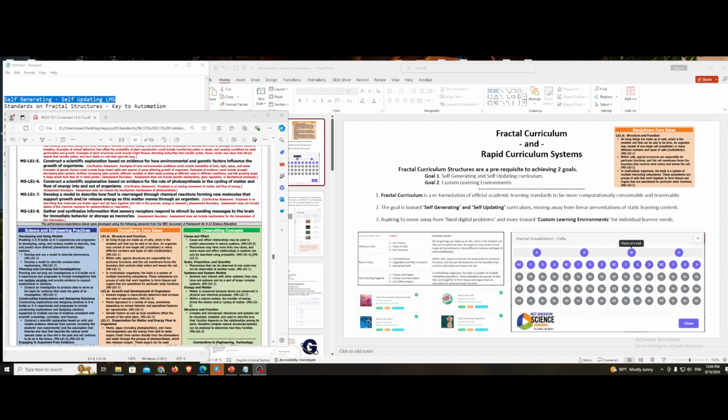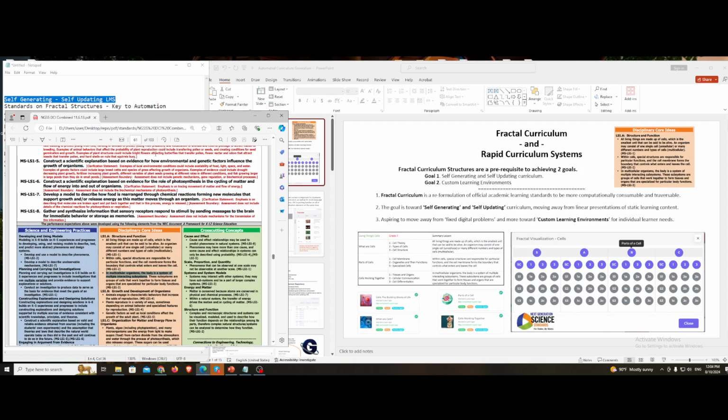Under disciplinary core ideas, this is structure and function. All living things are made up of cells. Bullet 2 is that within cells, special structures are responsible for functions. And in multicellular organisms, the body is a system of multiple interacting systems. So you can see that same up here, right? All living things are made up of cells, and here we've got multicellular organisms. The body is a system of multiple interacting systems. So this is directly from the Next Generation Science Standards.